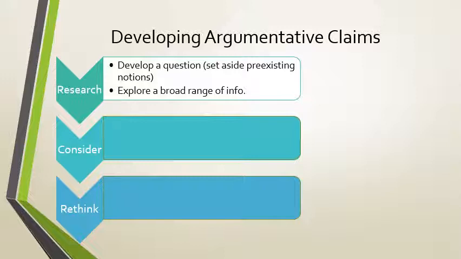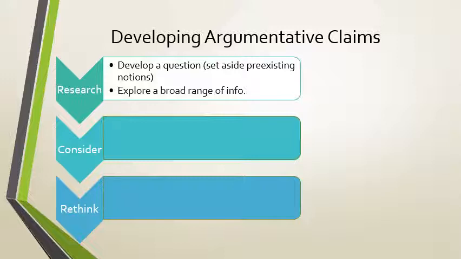So the process of research, we start off with developing a question. We have to set aside our pre-existing notions in order to develop that question, and then we have to explore a broad range of information in terms of that question. Let's just take the Republican and Democrat one from the previous examples. If our question is which political parties are the most effective, and we lean toward one, we have to be able to set aside the fact that we lean toward one and just explore the range of information that tells us what ineffectiveness is and how that applies to the political parties.